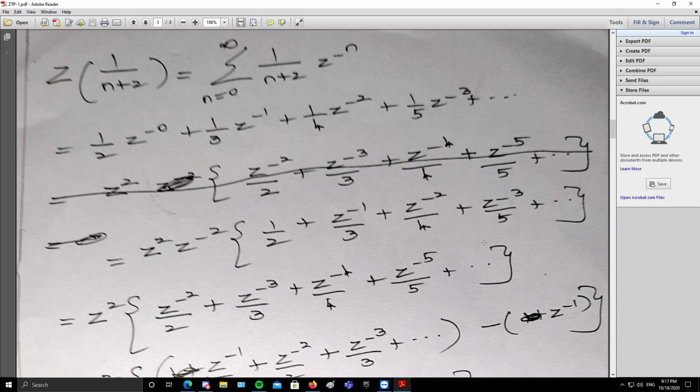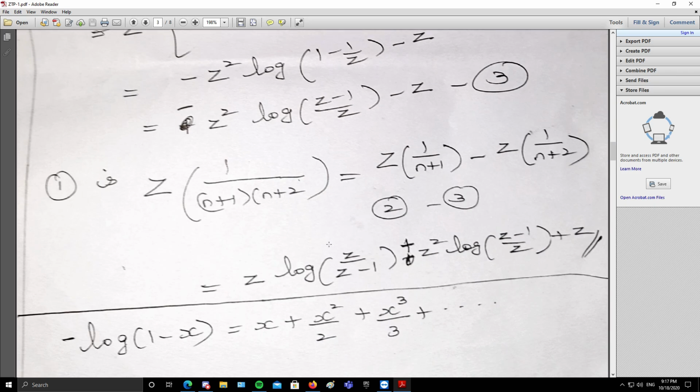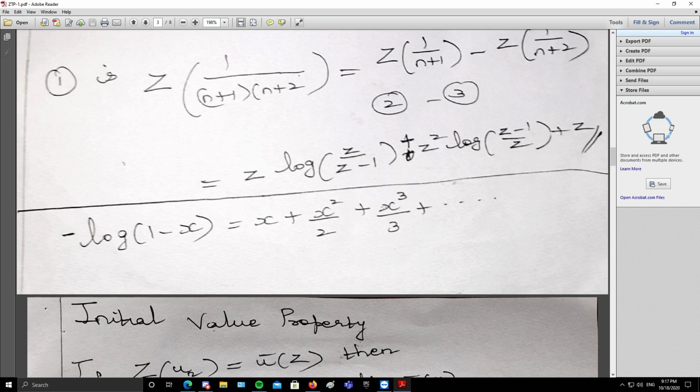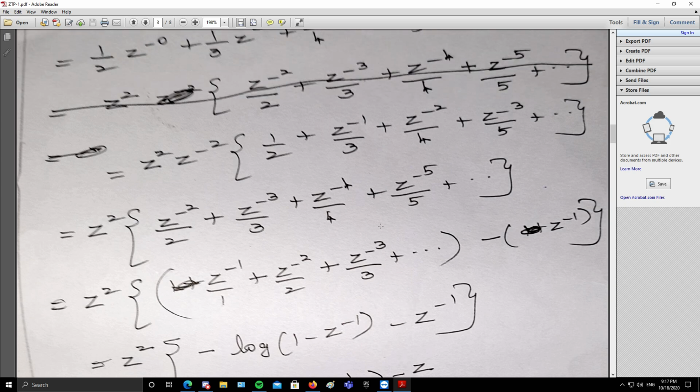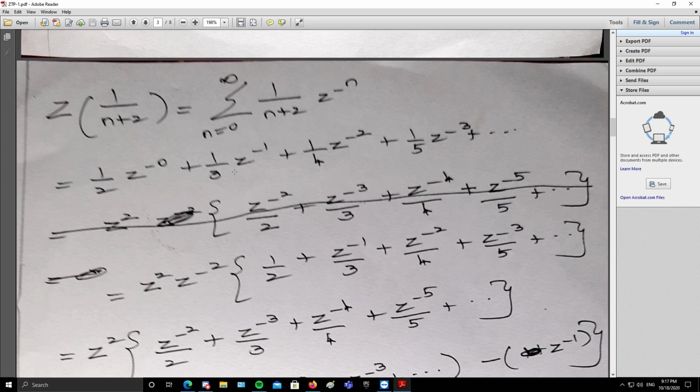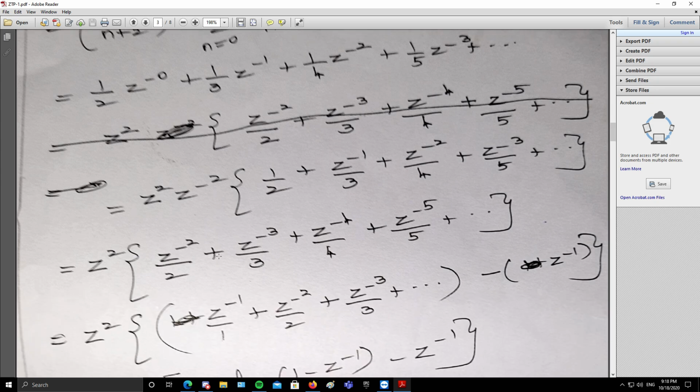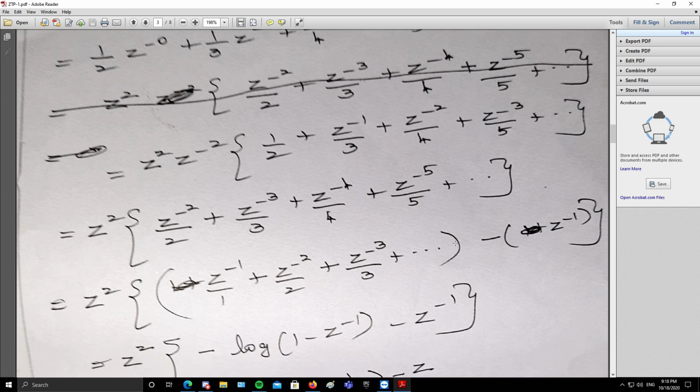So to get the standard logarithmic series, see, in the standard logarithmic series, if the power is 2, the denominator is 2. If the power is 3, the denominator is 3. So the power of x and the denominator are the same. But here it is not so. So to get the logarithmic series, we multiply this series by z square. So you have z square times z power minus 2 by 2 plus z power minus 3 by 3 plus z power minus 4 by 4 plus etc.